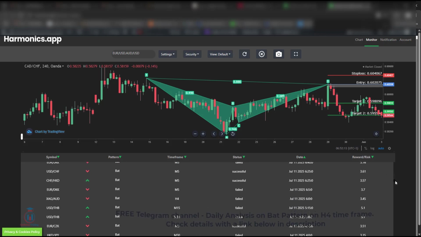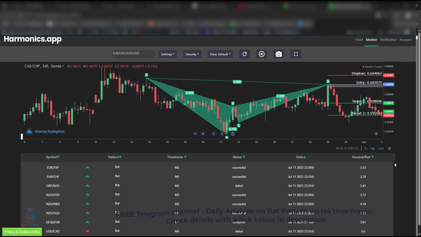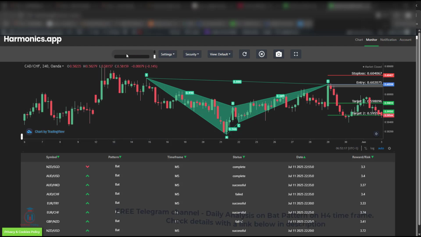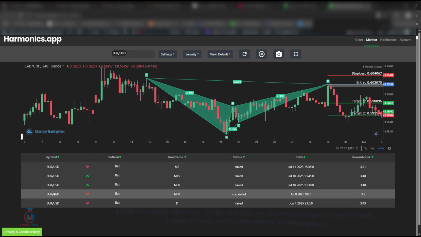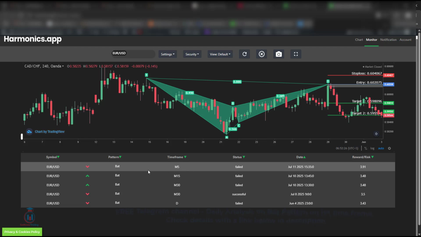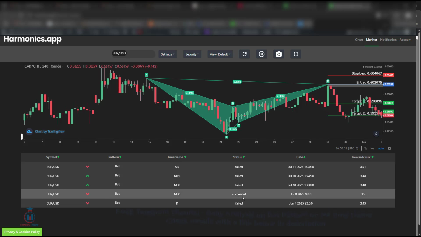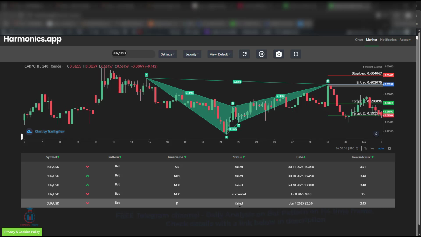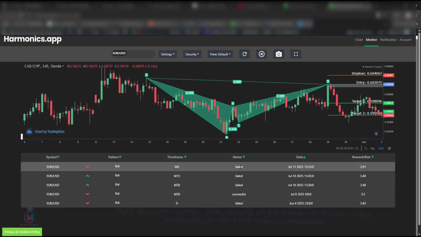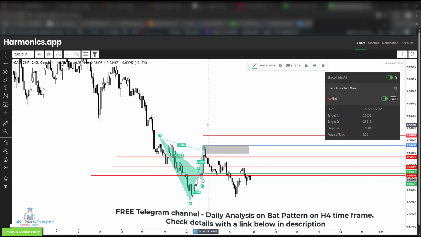So if you would like to check only specific patterns, you can simply type here, for example, EURUSD, click enter, and only EURUSD will be listed here. It will be filtered out from other patterns. Then you can make the analysis of how many of them were successful, how many of them were bearish, how many of them bullish, and you can see only one of them was successful on the 30 minutes time frame. The daily time frame failed, which means the stop loss level has been reached, not take profit level 1 or 2. Now, this is the way to use the Harmonic SEP scanner.